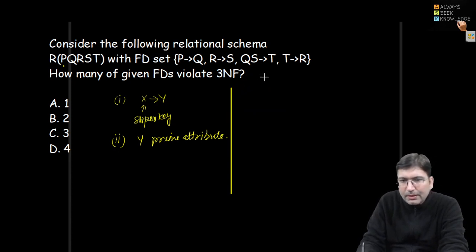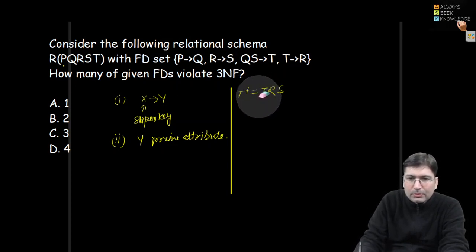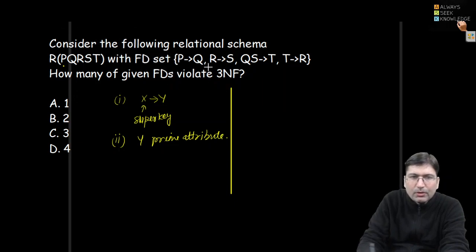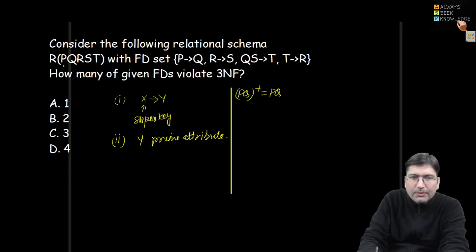Similarly, if we take T, the closure of T will give you T, R and S, but it cannot generate P and Q. So T can also not be the key. Now we need to try combinations of two. If you try PQ, the closure of PQ will give us PQ and nothing else. So PQ cannot be the key.